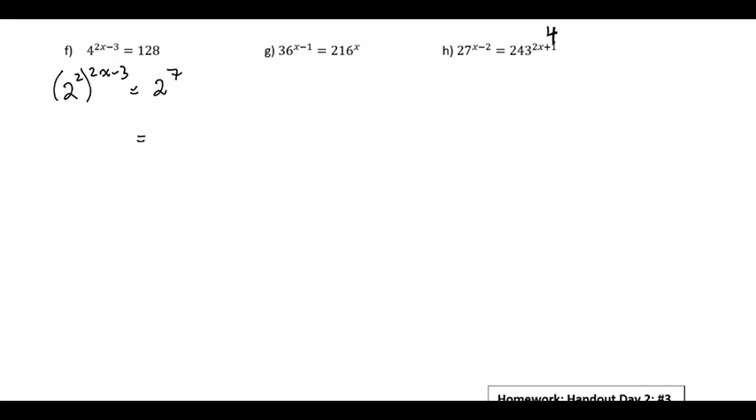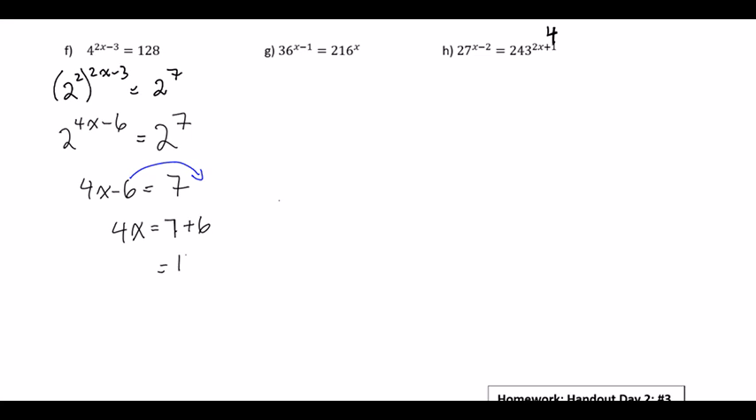So now, because this is power of a power, we have to apply the 2 to the 2x and the 2 to the minus 3 to get 2 to the 4x minus 6 is equal to 2 to the 7. And now we're back to dropping the base. 4x minus 6 is equal to 7. Now we're going to move our 6 to the other side. So now we get 4x is equal to 7 plus 6, which is 13. So 4x is 13. We divide both sides by 4. And we can leave our answer as x is equal to 13 over 4, otherwise known as 3.25.